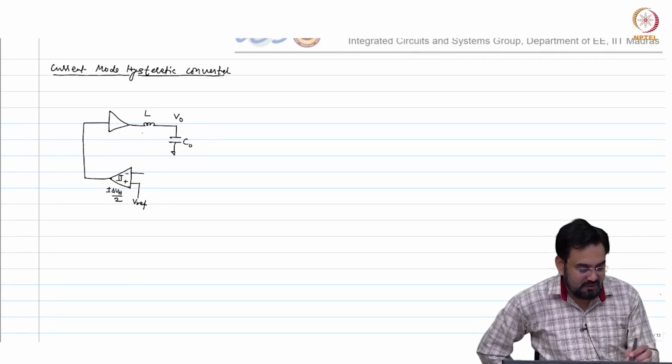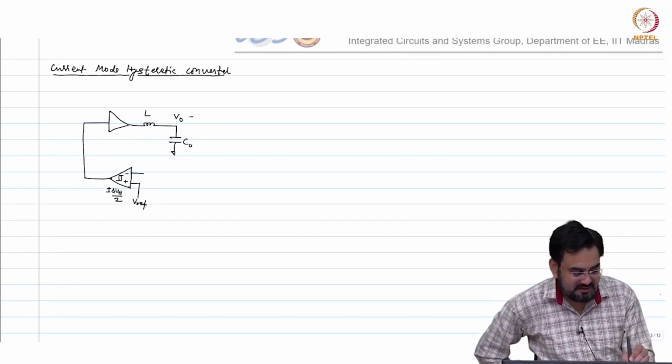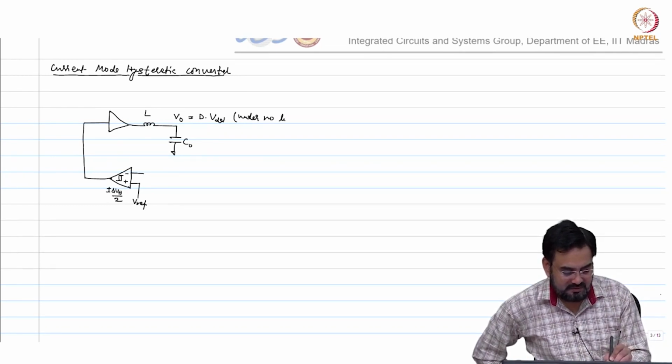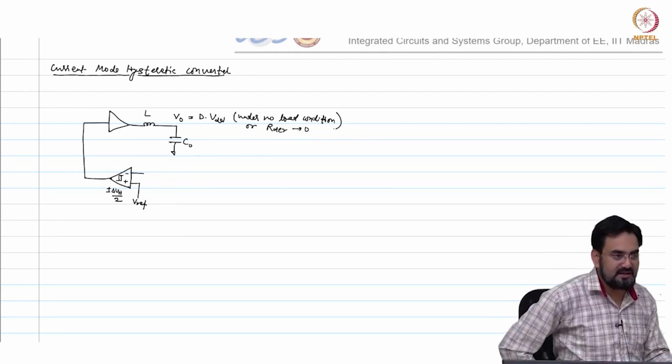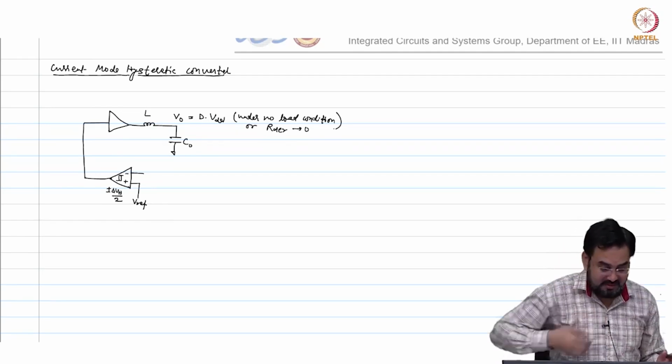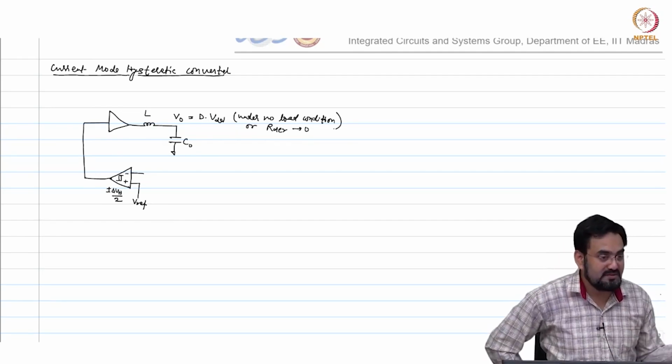So let us say under no load condition, what is this? D times VDD. Under no load condition, or RDCR is close to 0. So two conditions: if your inductor RDCR drop will be less, then you can assume this, or your load is 0, so IR drop is 0.